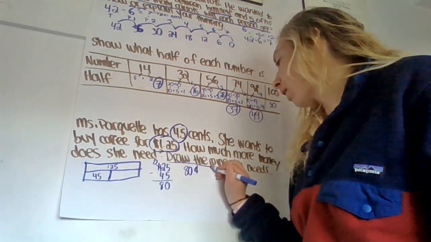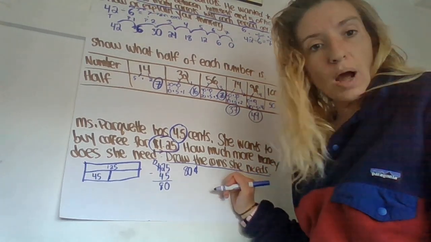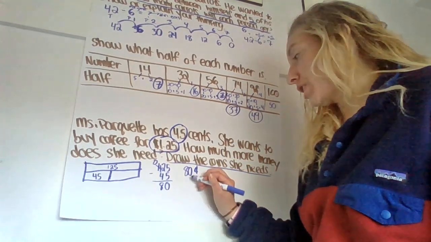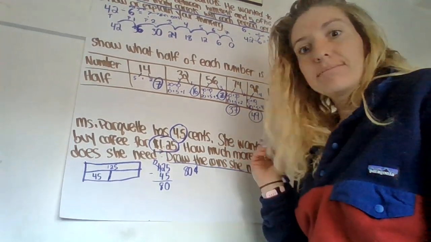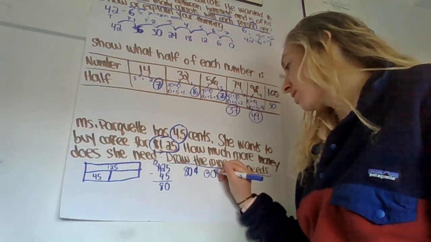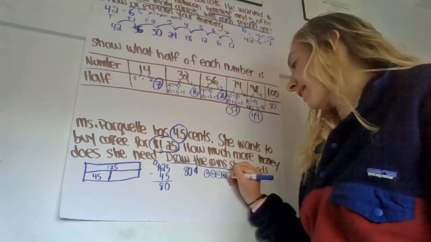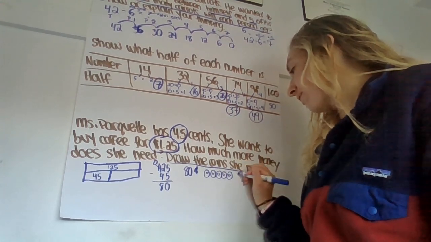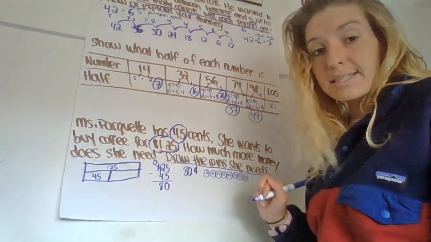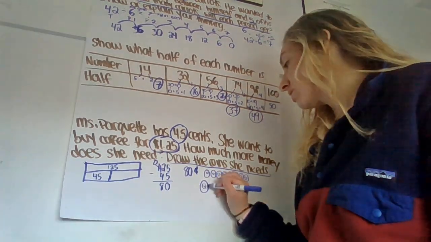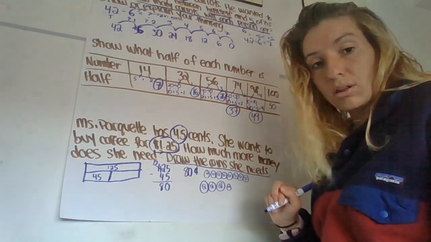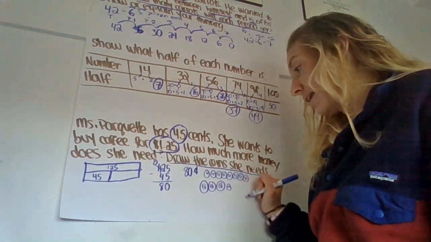Now I can look at the second part. Draw the coins that she needs. I need to figure out how I can show the coins that she is missing. How can I make 80 cents? There's a couple different ways. This is kind of a fun problem. I could draw 8 dimes because every dime is 10. 1, 2, 3, 4, 5, 6, 7, 8, because that's 80 cents. I could draw 3 quarters, 25, 50, 75, and a nickel, because 75 plus 5 is 80 cents.